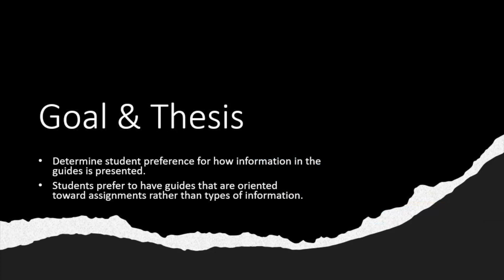Our goal was to determine student preference for how information in the guides is presented. There had been concern on our part for a while prior to this that the information in the guides was not being utilized. We needed to determine if this was due to layout, format, or something else we couldn't see at the time. We needed the end user, the students, to tell us how best to serve their research needs. We expected to find, based on usability studies from other institutions, that students would prefer to have guides that are oriented toward assignments rather than types of information.